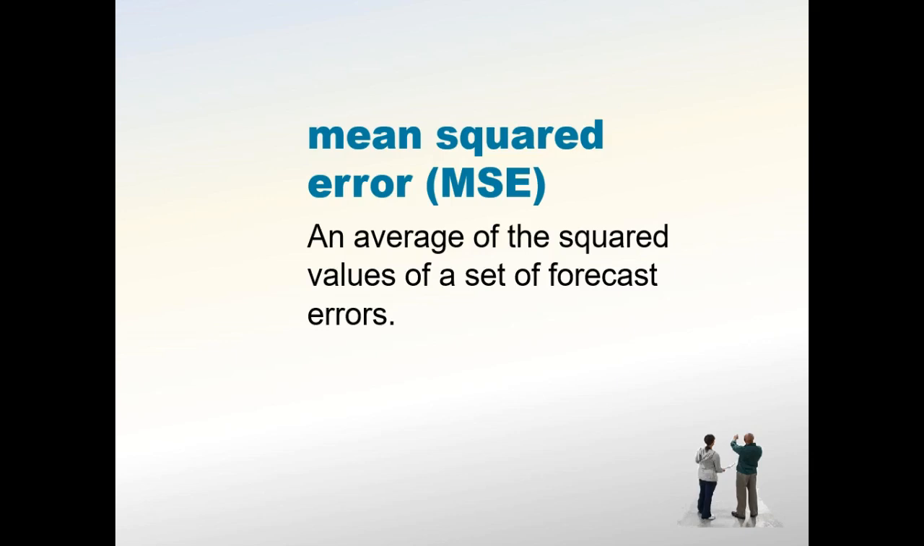Now, because we cannot rely on the accuracy of data based on mean error, we need another approach. One approach that prevents obscuring of errors is to square each forecast error, producing a non-negative value. So when all squared errors are averaged across a set of forecasts, the result is a performance measure called mean square error, or MSE. Mean square error is an average of the squared values of a set of forecast errors.